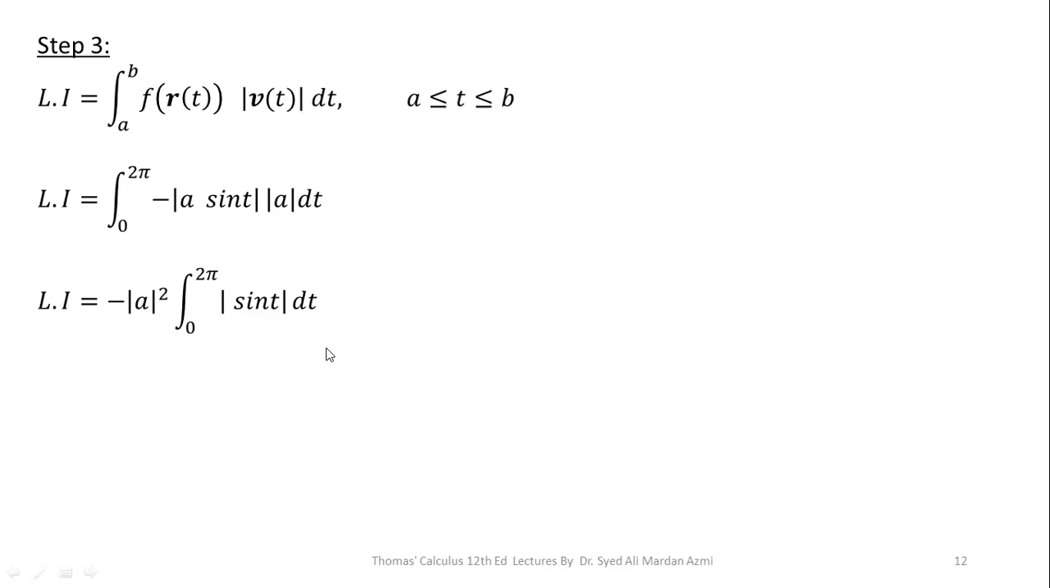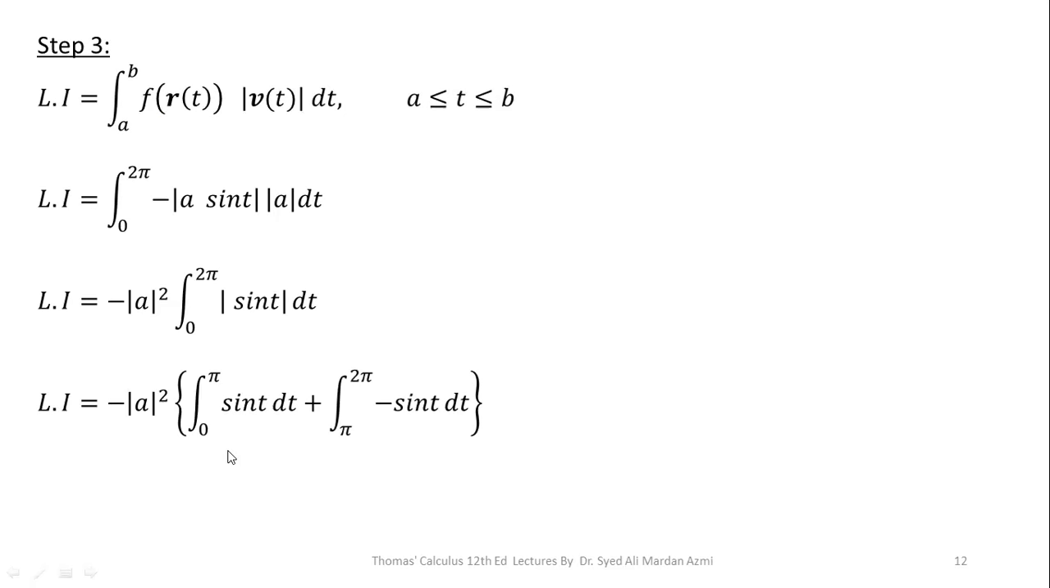Now please note that we cannot integrate sin of t directly here because the behavior of the sine function is different for the given limits 0 to 2 pi. Its behavior is different in the first two quadrants, and its behavior is different in the third and fourth quadrants. For the angle 0 to pi, or 0 to 180, the sine function is positive, and for the angle greater than 180 up to 360 degrees, sine is negative. So we have to break the limits accordingly.